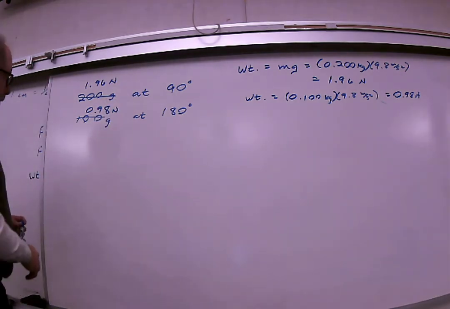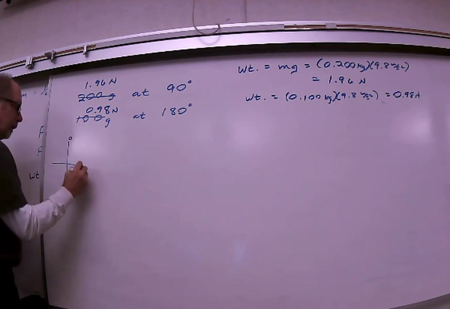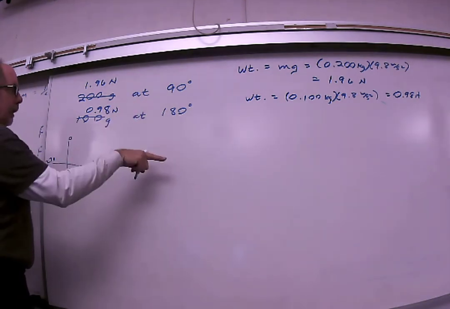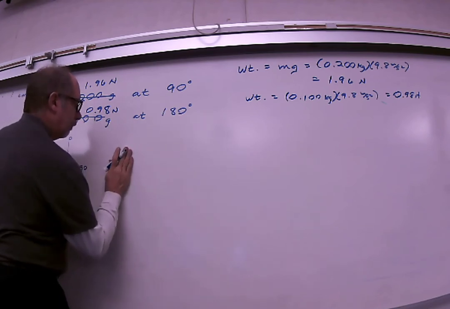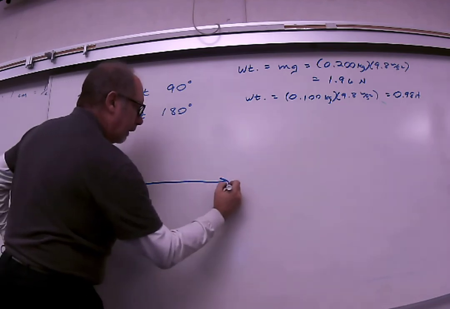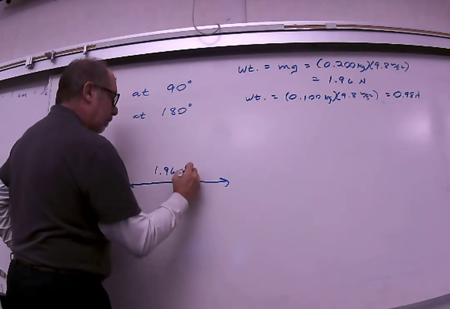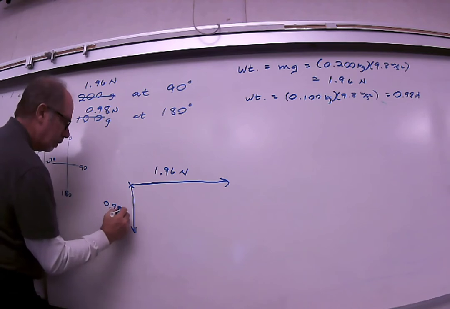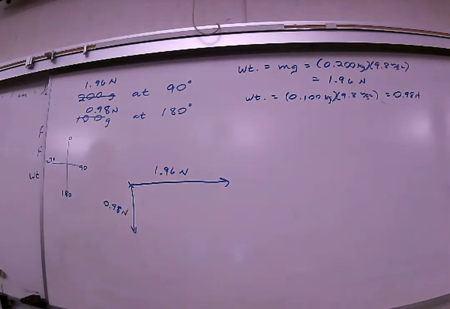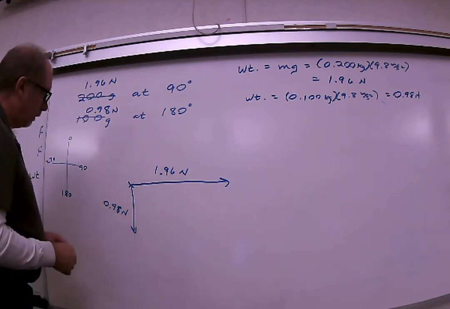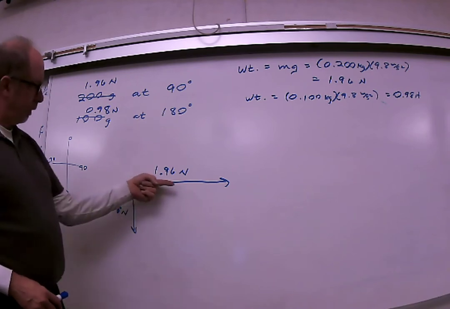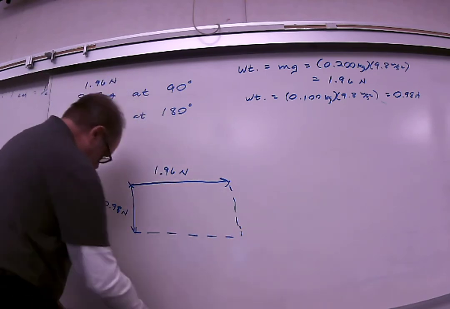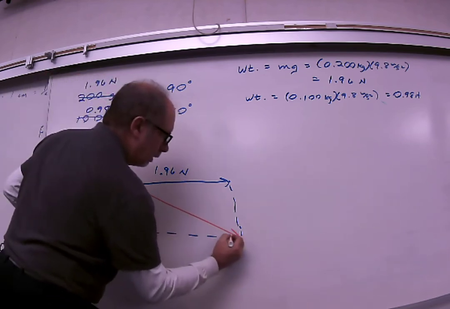All right. Now let's draw a sketch. My little reference compass here, 0, 90, 180, and 270. So I'm going 90 and I'm going 180. So I'm going to start here. I'm going that way with 1.96 newtons. And then I'm going to go down at 180, 0.98 newtons. If Steve pushes it down and his friend Eve pushes it to the right, the net result of all that is going to be going down and to the left. So my resultant is going to go down like this.